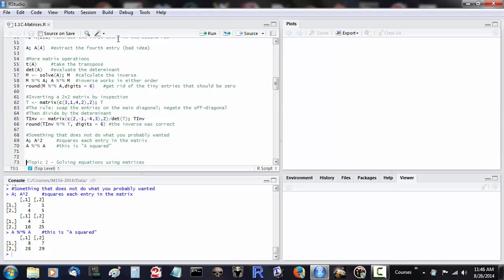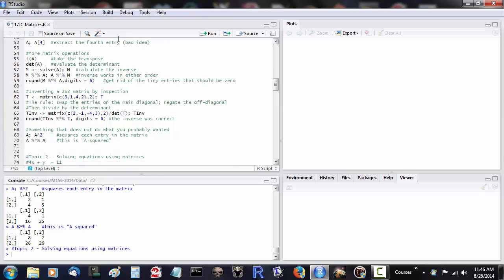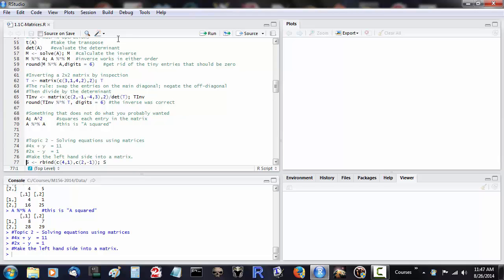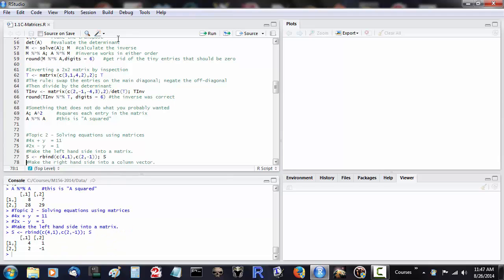Now let me show you how we can solve equations using matrices. Here's a pair of equations. Takes you back to those middle school days. 4x plus y equals 11, 2x minus y equals 1. We can make the left-hand side into a 2 by 2 matrix by binding the two rows together. We can make the right-hand side into a column vector.